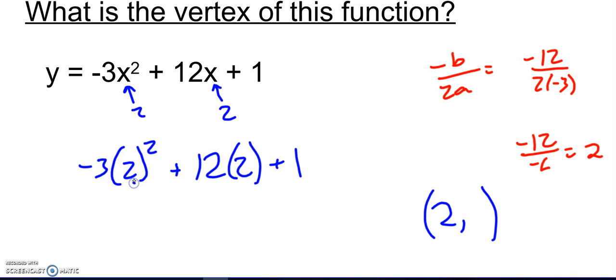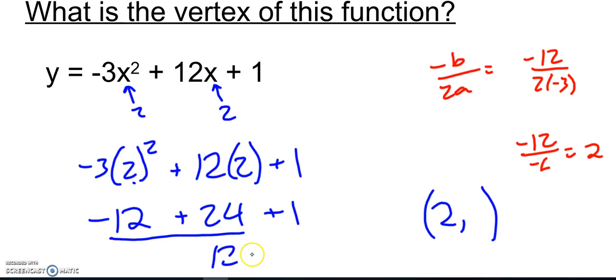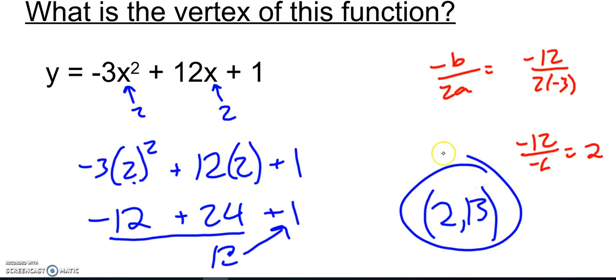So I have to do 2 to the second, which is 2 times 2, which is 4. And then -3 times 4 gives me -12. Plus 12 times 2 is 24. And then plus 1. And then we are at subtraction and addition, so we just go left to right. So -12 plus 24 is 12. And then 12 plus 1 is 13. So our vertex lies at (2, 13). And being able to find that vertex is a very important part, especially for the things that we're going to be talking about in the near future. So that is all I have for 9.2.